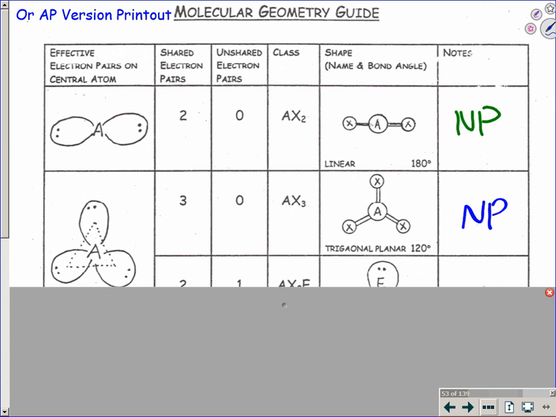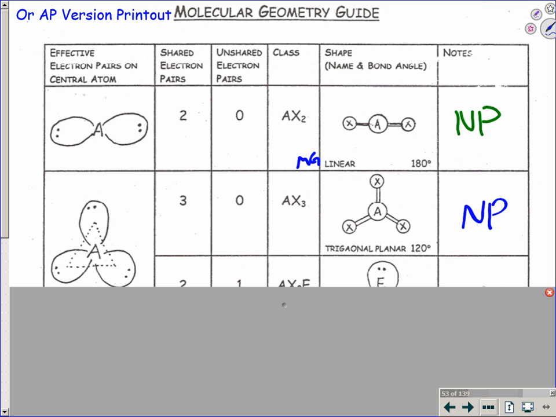What would be the electron group geometry for this one? Because this is molecular geometry. What would be the electron group geometry for this one? Loud and proud. Linear again, because there's no lone pairs, so the electron group geometry is the same as the molecular geometry. What would be the electron group geometry for AX3? Say again? Loud and proud, guys. Trigonal planar, because there are no lone pairs to cause any distortion, so therefore it's the same.